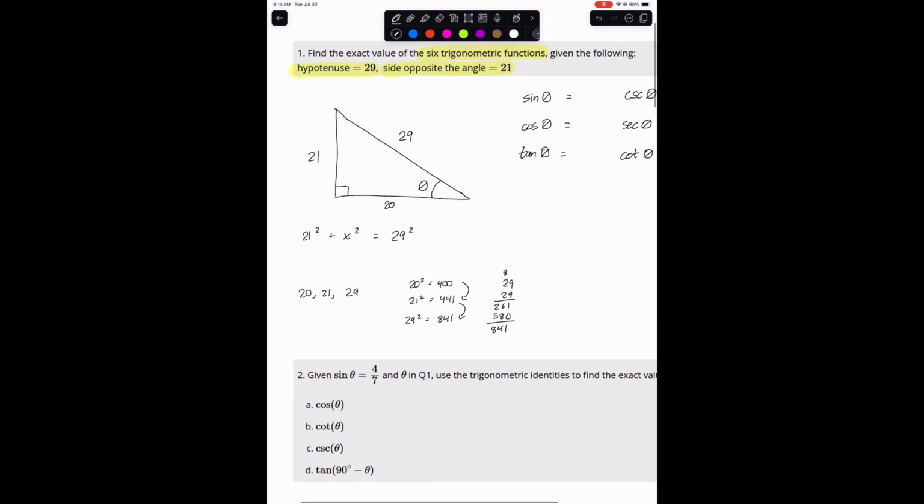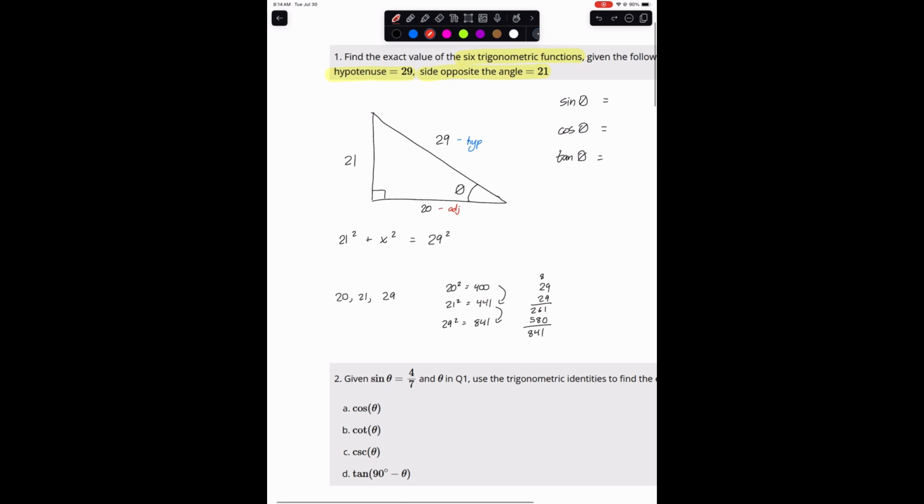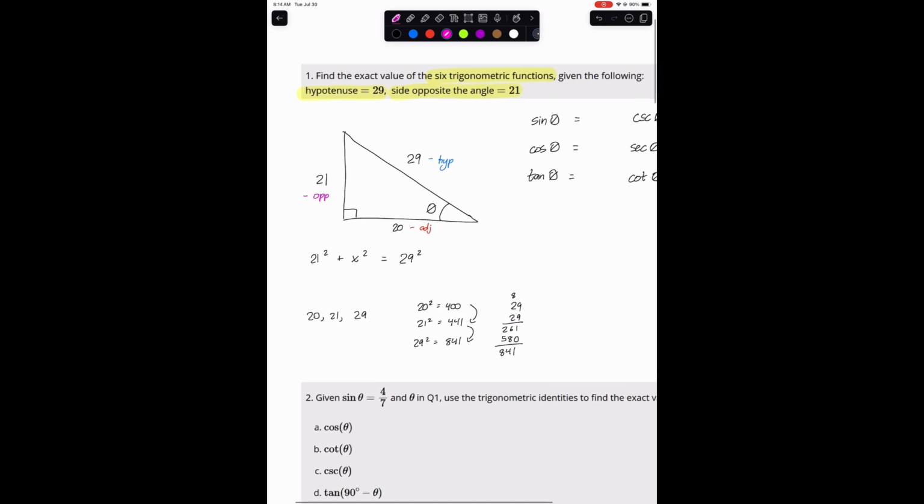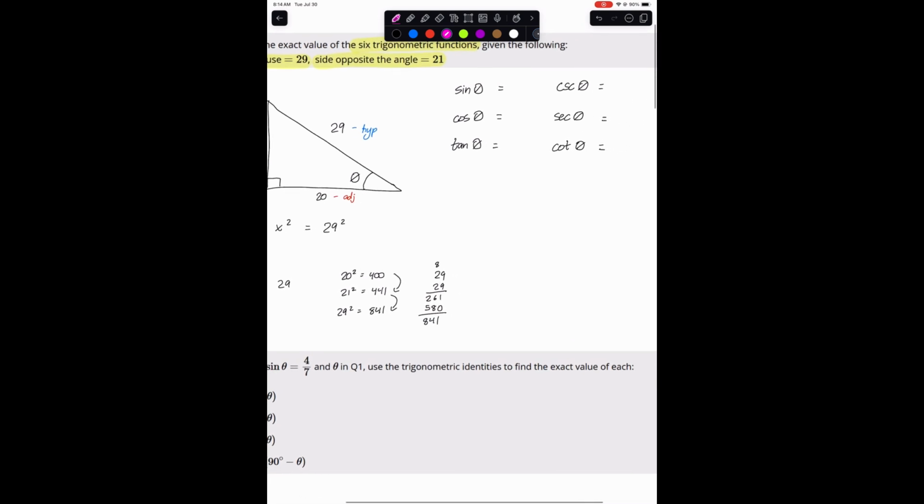Okay. So again, this 29 is my hypotenuse. I'll put HYP for the abbreviation. For 20, this is my adjacent side. This is the side that is touching the angle. See, it's touching the angle. Well, it's not the hypotenuse. And then the side that doesn't touch the angle at all, that is my opposite, which I will call OPP.